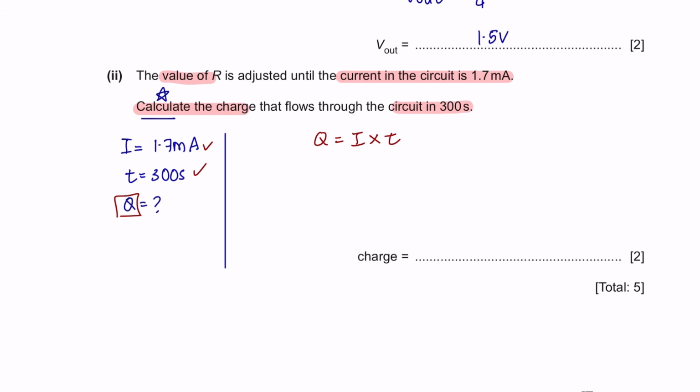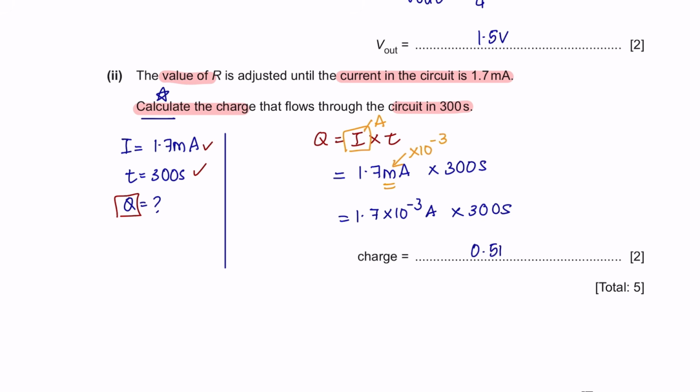This is pretty straightforward. We're just going to substitute the values into our formula. When using this formula, you have to make sure that your current is in the standard unit of ampere. And right now, it is milliampere. So we have to convert this. Milli is times 10 to the power of negative 3. So just put these values in your calculator and in two significant figures, your final answer would be 0.51, and the unit for charge is coulomb, capital C.